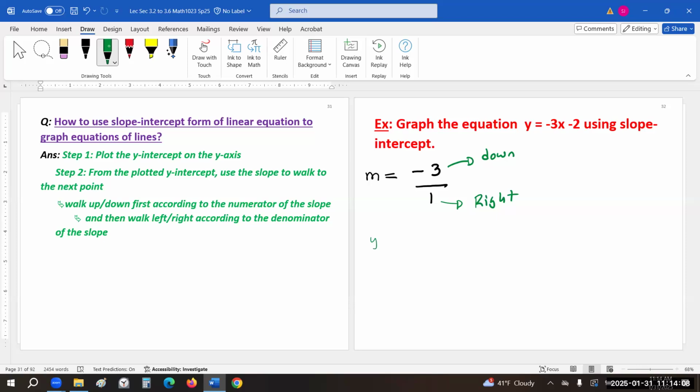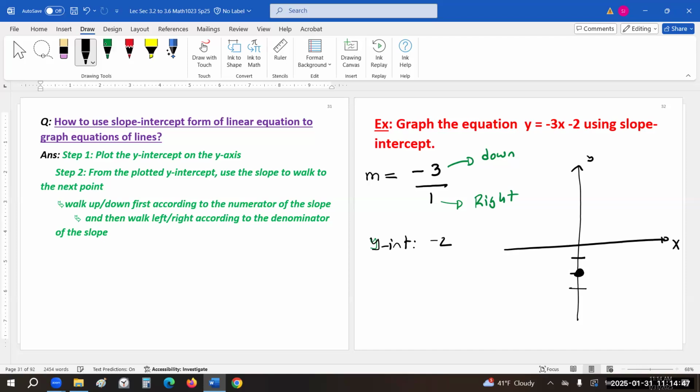Now, what is our y-intercept? How much is the y-intercept? -2. So on the x, y graph, we start from -2 here. This is the starting point of our journey. Now, from this -2, which direction are we going? Down 3 and then right 1.